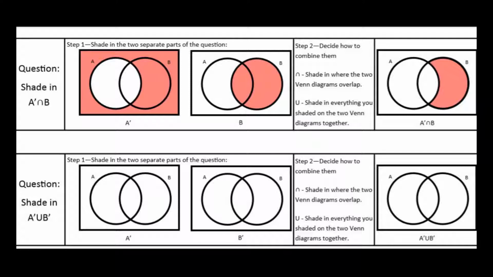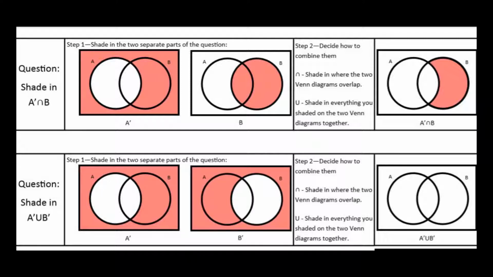And similarly for this second statement, I've got not A union not B. First, let's sketch not A. And then let's sketch not B. And since this is the union, anywhere that was shaded on the initial diagram will be shaded on the new diagram. Anywhere that was shaded on either of the first two initial diagrams will be shaded on the final diagram.